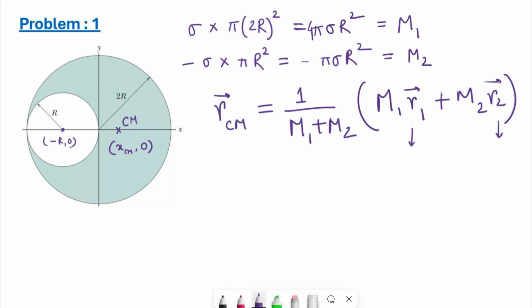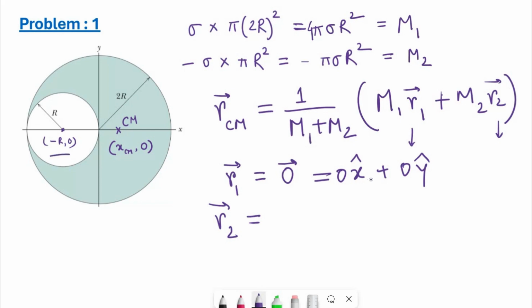So if we want to find r1, it's simple. It is the origin. For the whole object, because of the symmetry, there is no other option. It has to be the origin. So x1 would be 0. So I should actually write 0 x hat plus 0 times y hat. What about r2? Well, we also have found that out. I have written it here. It's going to be negative r x hat plus 0 y hat.